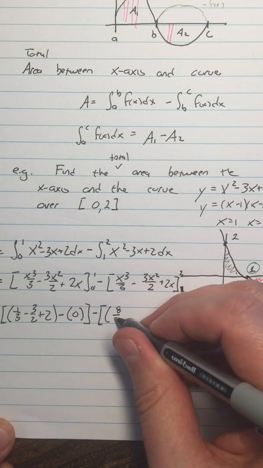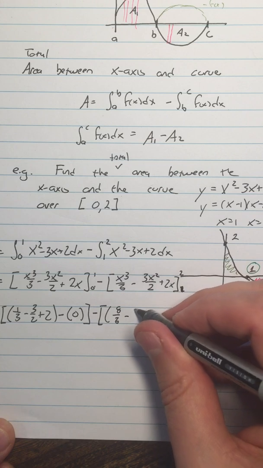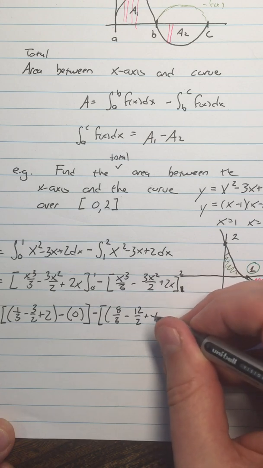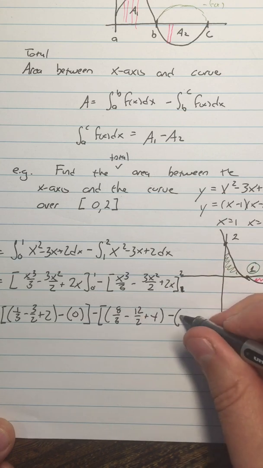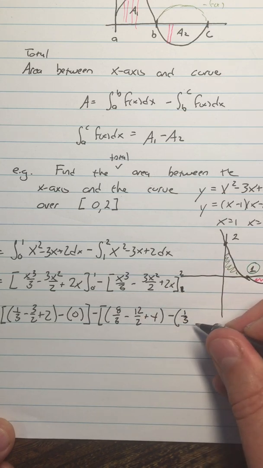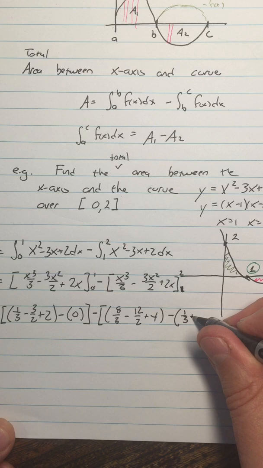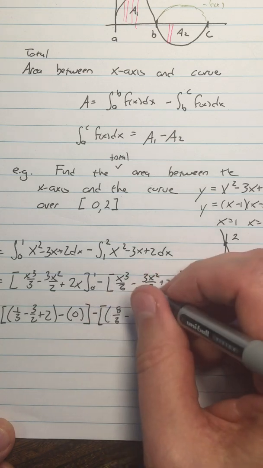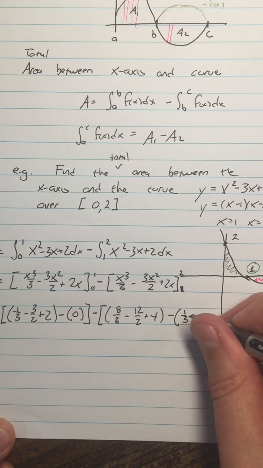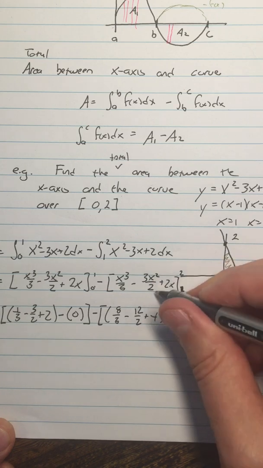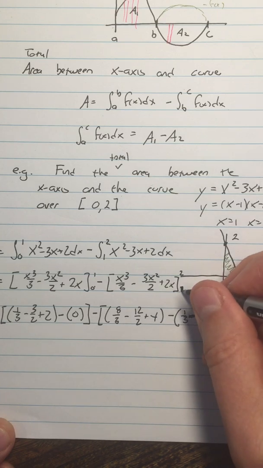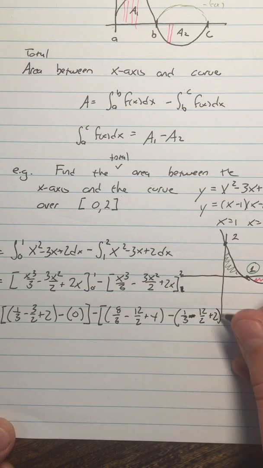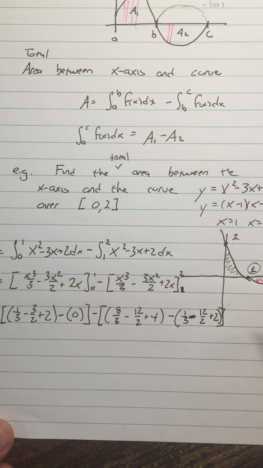So I'm going to have 8/3 minus 12 over 2 plus 4, and then minus for the fundamental theorem. And then I'm plugging in the 1, and I'm not going to get 0 this time. I'm going to get 1/3 plus, sorry, see, this is where I'm thinking of distributing this negative, but we don't do that yet. Minus 12 over 2, I could just call it 6 right away, but I didn't, so there, and then plus 2. All right, and then close that off.